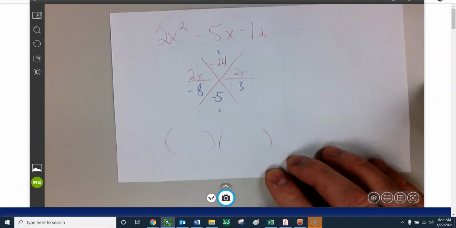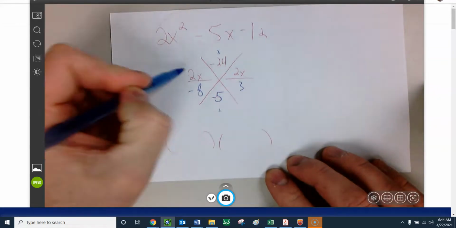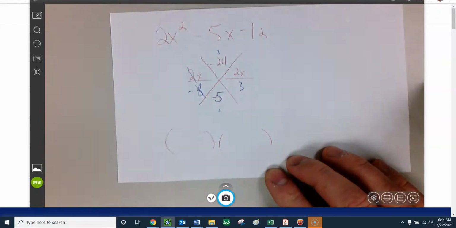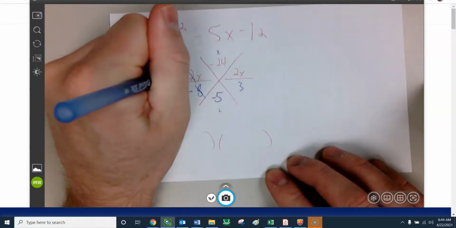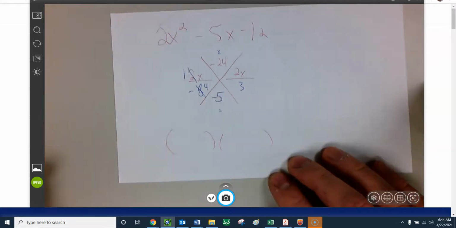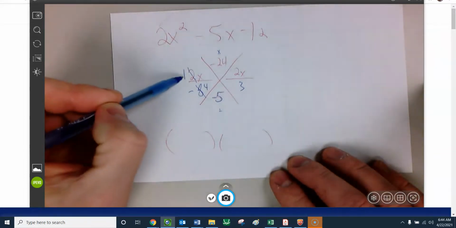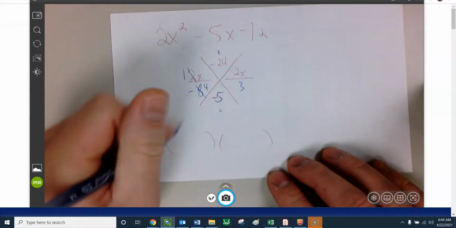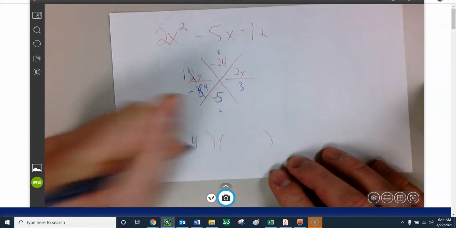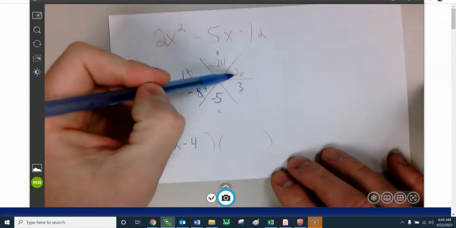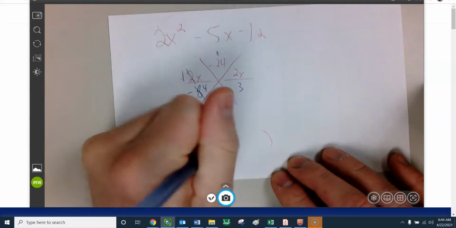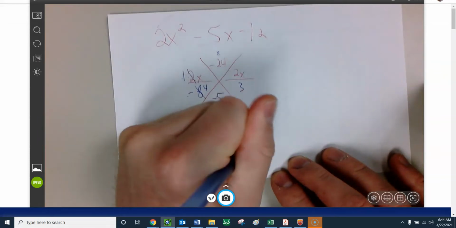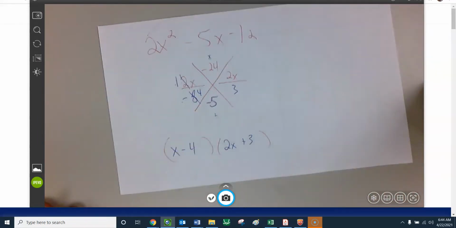Awesome. From here, we have to reduce any fractions we have. I see a 2 over an 8. I can reduce those. I can divide them both by 2 and be left with a 1 and a 4. Now my two factors would be a 1x minus 4, and the other one is 2x and a positive 3. That is factoring using the X method.